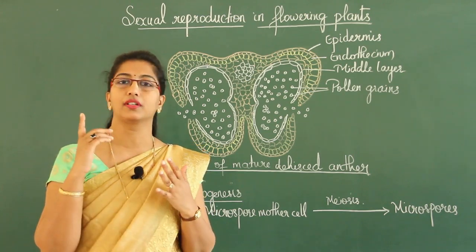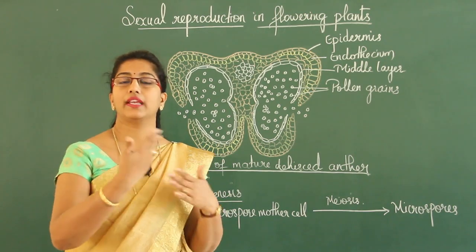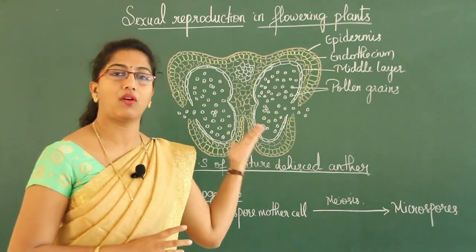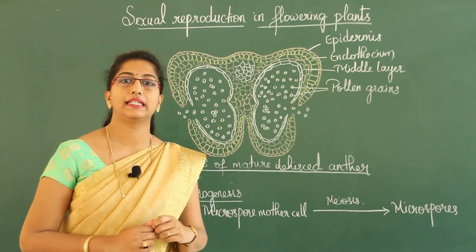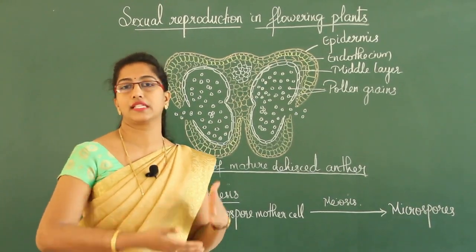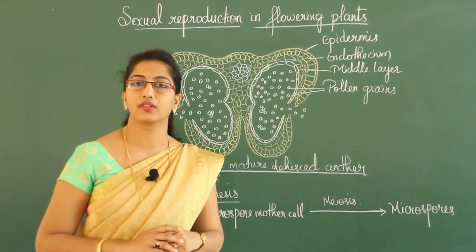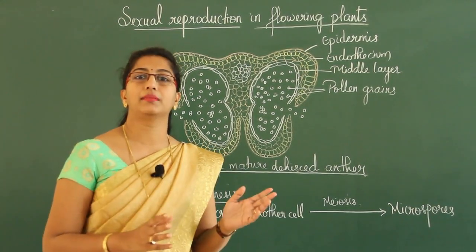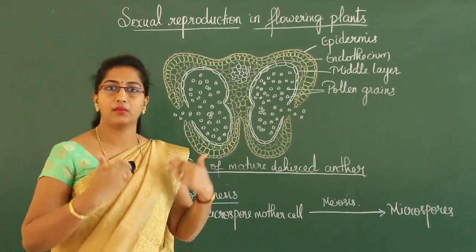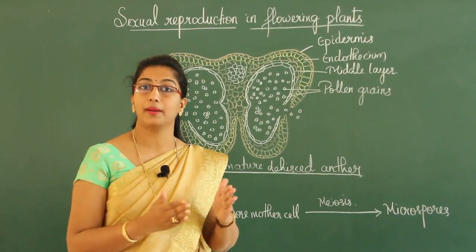We studied about TS of young anther in the last class. When you just recall that, just think about the structure. We are moving on with the next part, that is TS of mature anther. In TS of young anther, just recall, I told you there are 4 compartments, that is called as microsporangia, and it is covered by 4 layers of cells. So here today what we are going to study is how the anther looks, that is TS of mature anther.